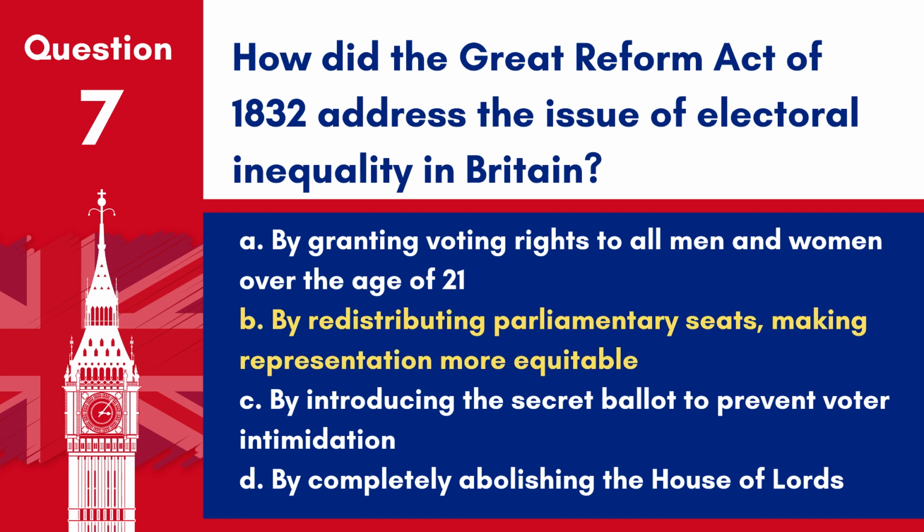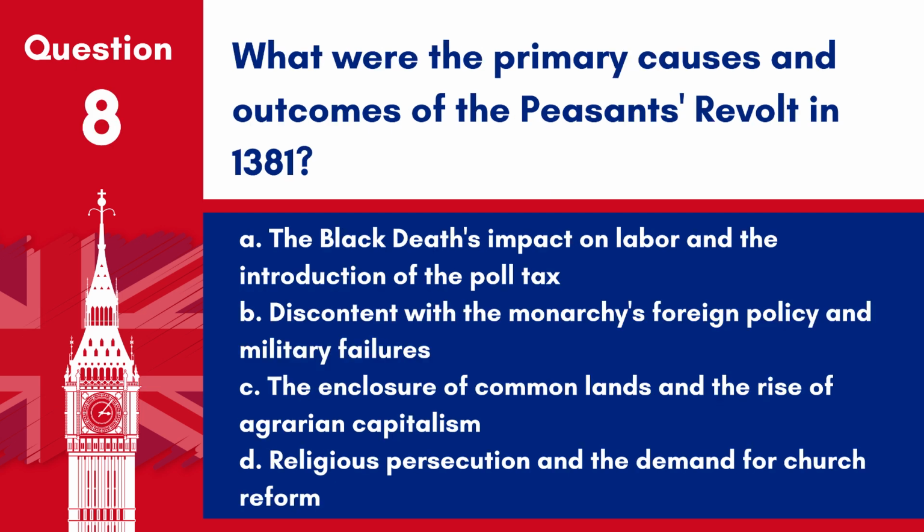Answer: B. By redistributing parliamentary seats, making representation more equitable. The Great Reform Act of 1832 addressed electoral inequality by redistributing seats to better reflect the population distribution, among other reforms. Question 8. What were the primary causes and outcomes of the Peasants' Revolt in 1381?